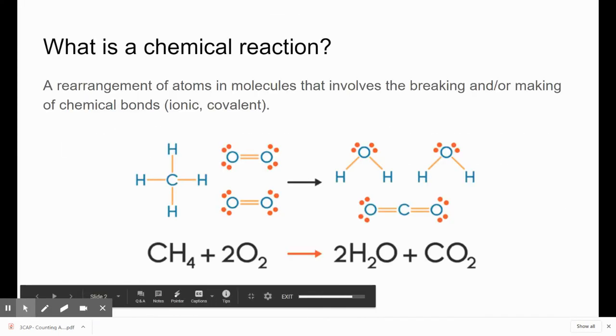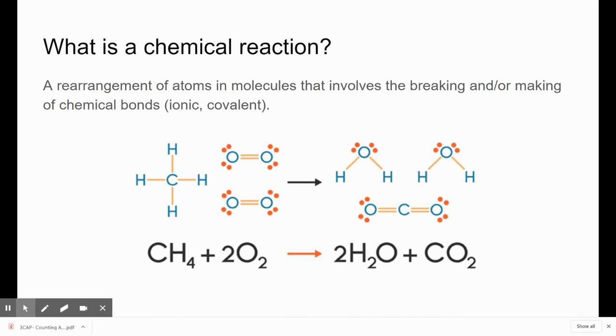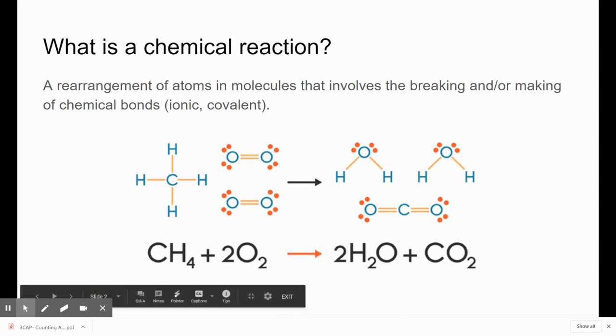So a chemical reaction, really simple. It's a rearrangement of atoms in molecules that involve the breaking and or making of chemical bonds. And when we talk about chemical bonds, we're talking about exactly what we were just doing before. So ionic and covalent bonds, right? So the breaking and making of ionic and covalent bonds. Okay, so that is a chemical reaction. Really simple.